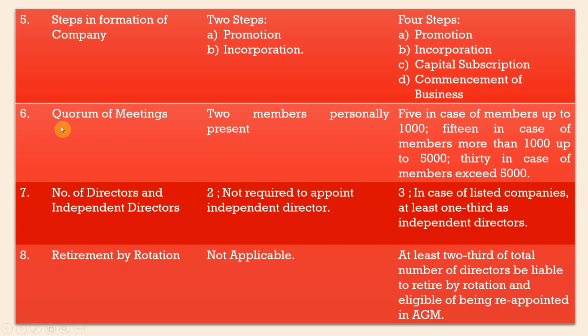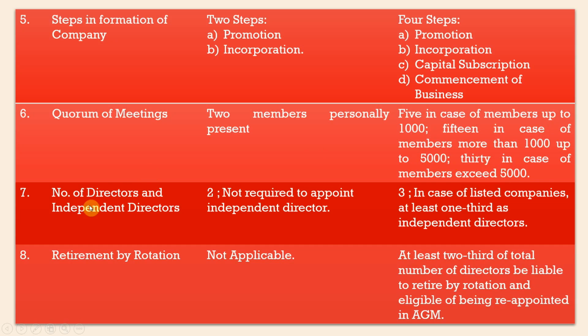Next is quorum of meeting. In case of private company, I have told you earlier, only 2 members are required to be personally present in the meeting. But in case of public limited company, 5 in case of members up to 1000, 15 in case of members more than 1000 up to 5000, and 30 in case of members exceeding 5000.